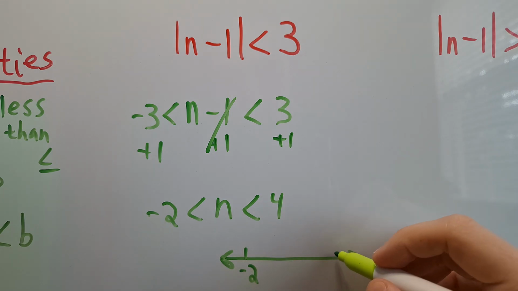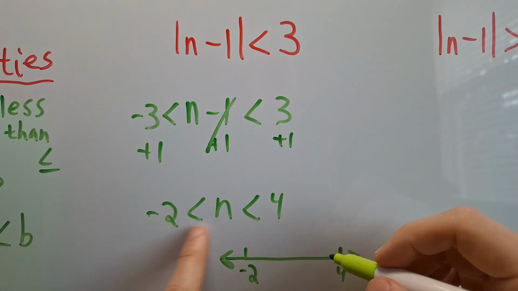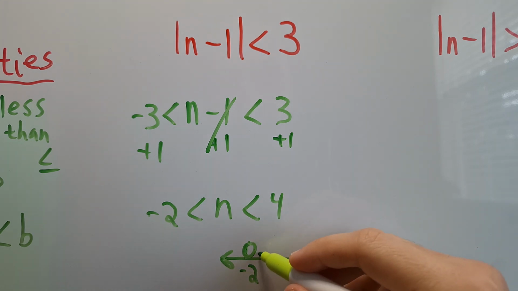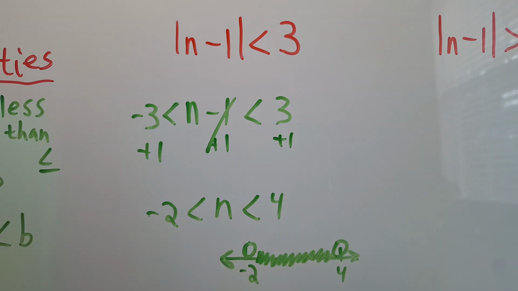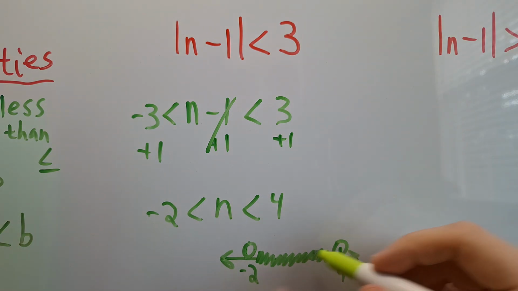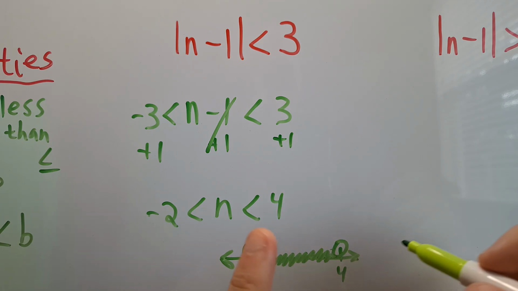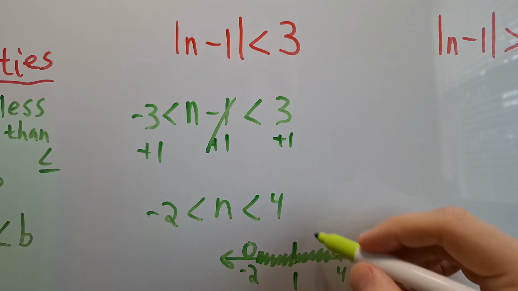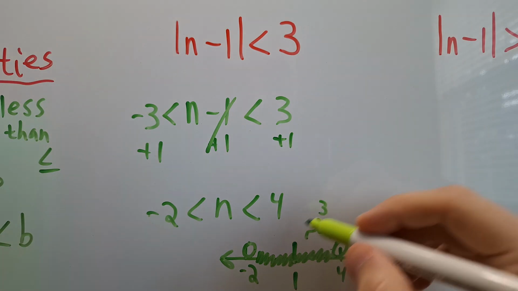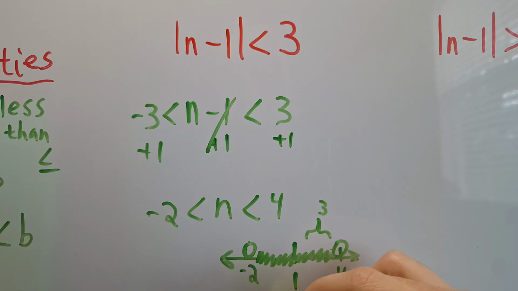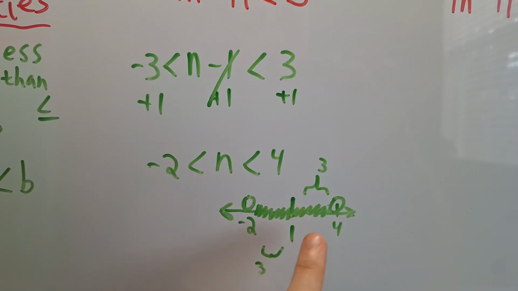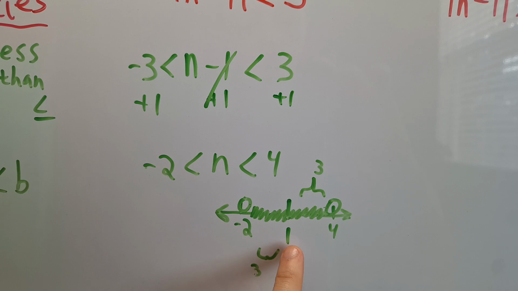Here's -2, and I'll just write 4 up here. This is the exclusion, so we'll have open circles. And then our solution will be anything in between -2 and 4 exclusively. Because remember, we're looking at 3 units from 1. 3 units to the right, as well as 3 units to the left. I was just drawing this down here. So 3 units to the left and 3 units to the right of 1.